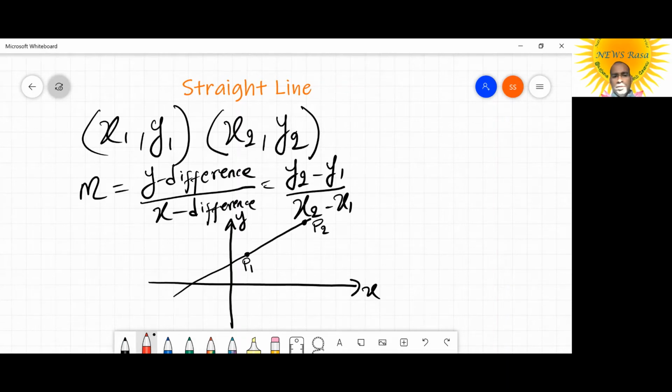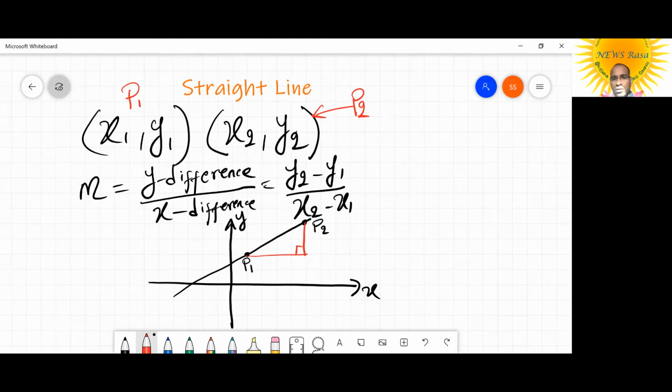how do we define P1 and P2? P1 is that one, and P2 is this. So we define them as two different points, and they are two different points on the same straight line. Then we're going to make a right angle triangle like this.